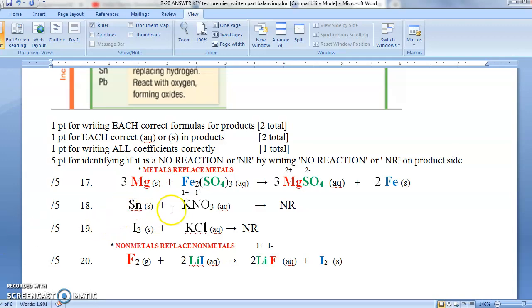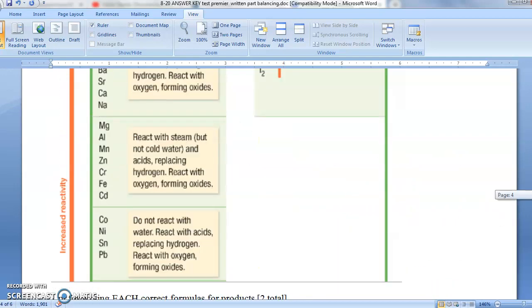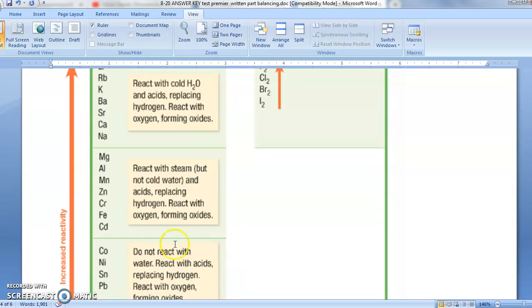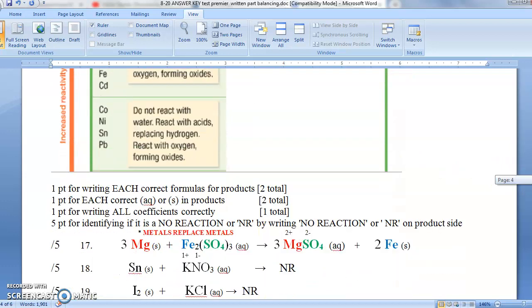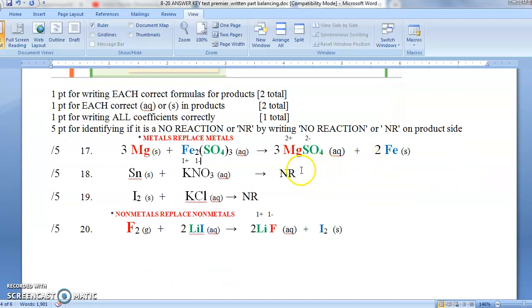Is tin active enough that it's going to force potassium out of solution? We come up. Here's tin, way down on the bottom, one of our least active metals at all. Here's potassium, all the way up on the top. Potassium ranks among the most active metals at all. That means it will not take electrons from tin. That's a no reaction.